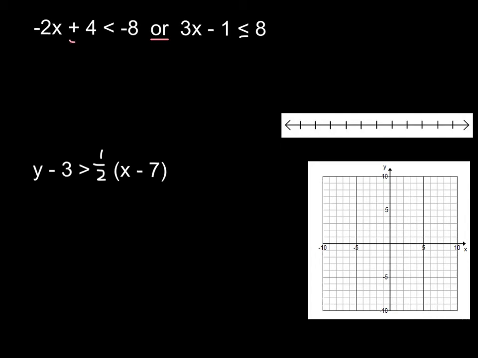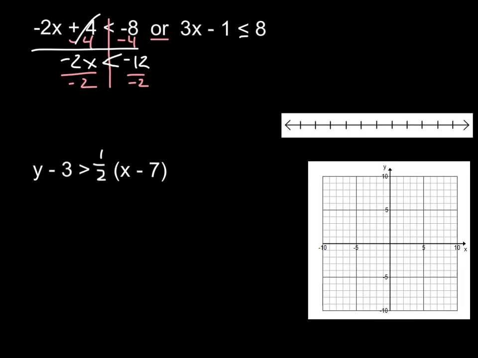So what you should have done is subtracted 4 from both sides of our inequality sign, and we get -2x, and then +4 and -4 cancel out, is less than -8 minus 4. -8 minus 4 is -12. And now we are going to divide each side by -2. And when we do that, a little siren should go off in your head. Woo, woo, woo. When we divide by a negative, we need to flip the sign.